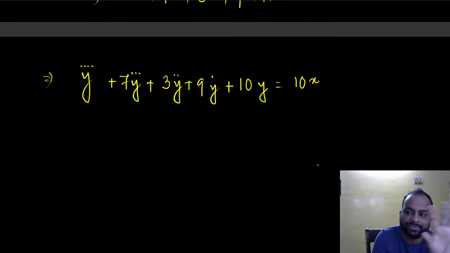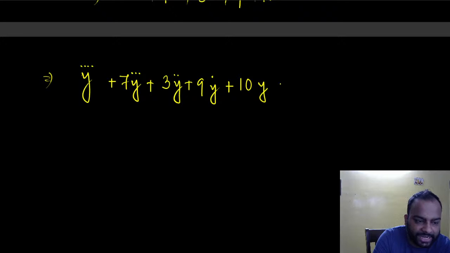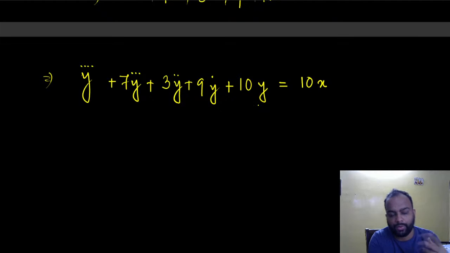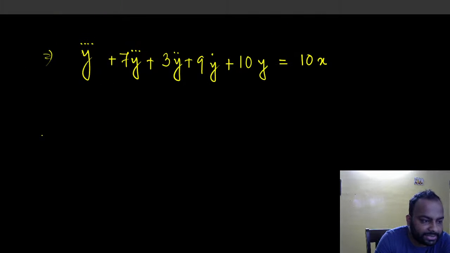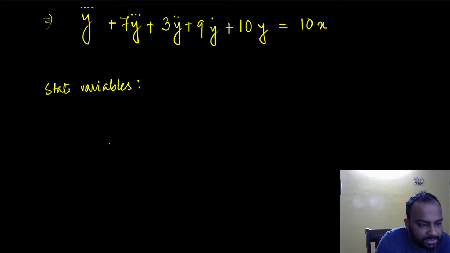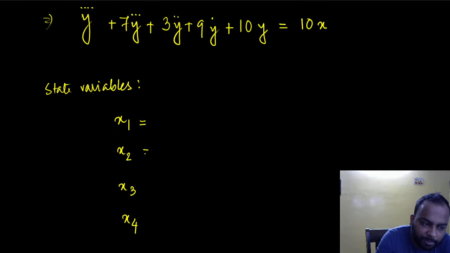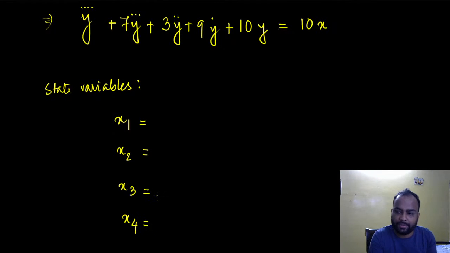How many state variables do I need? I need 4 state variables because it's a fourth order ordinary differential equation. I want to convert this into 4 first order ordinary differential equations. So I need state variables. So declare state variables: my state variables are x1, x2, x3, x4. Again, the way we are assuming the state variables is a special kind of state variables.